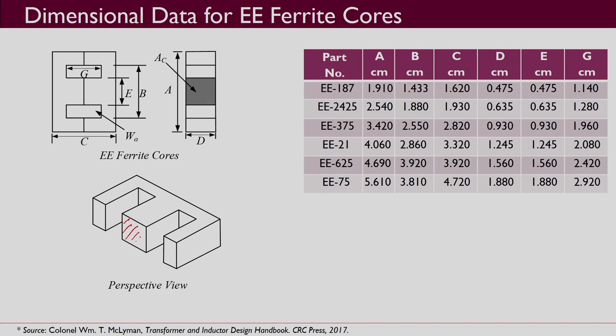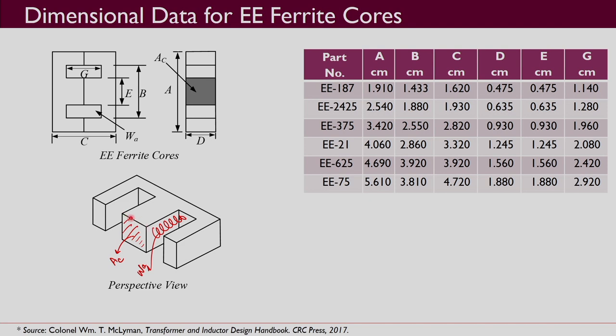So this is your cross-sectional area AC, and then further other dimensions are also given. This part of the area is your WA, the window area. Here this will be half of it, and both of these are joined together, so that's your total WA, the window area. And what is the length of it is your G part, and then further the total length is your C.